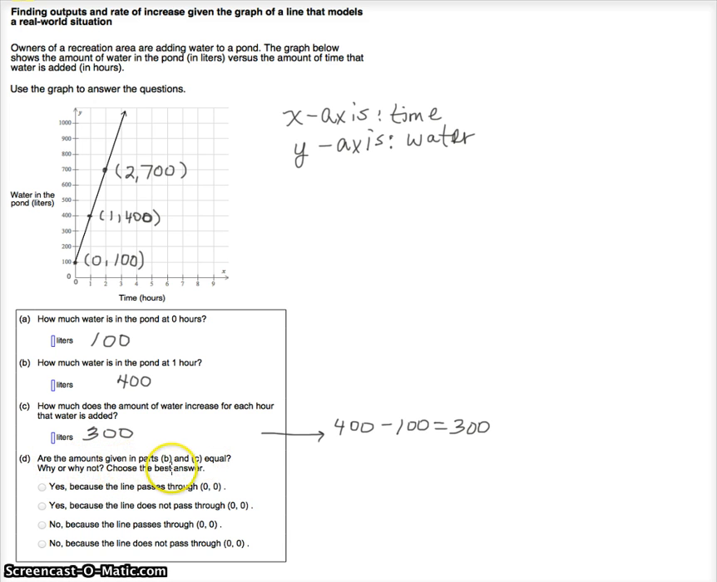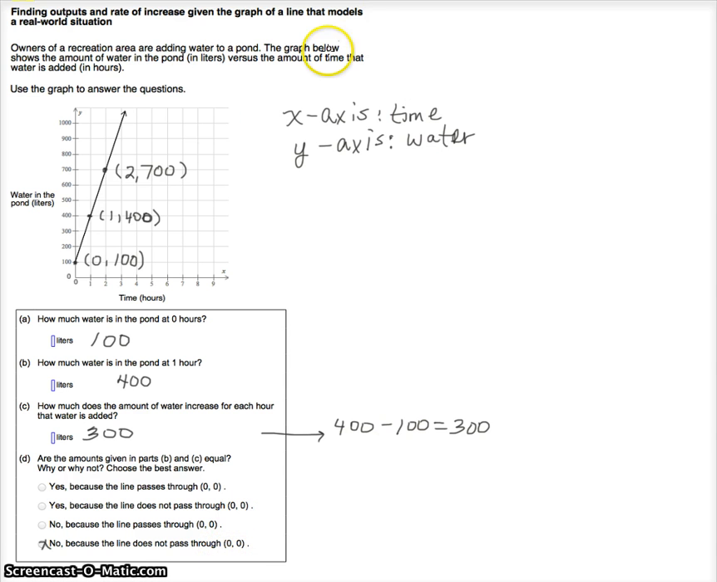Part D says, are the amounts given in part B and C equal? Why or why not? Choose the best answer. Right away we see that 400 is not equal to 300, so we can already say no, but we have to choose why. The reason they're not equal is really because 400 isn't equal to 300, but also that it doesn't pass through the point 0, 0. See how it goes through 0, comma 100? That makes them not equal also. So it's no, they're not equal, and also because it doesn't pass through the point 0, comma 0.